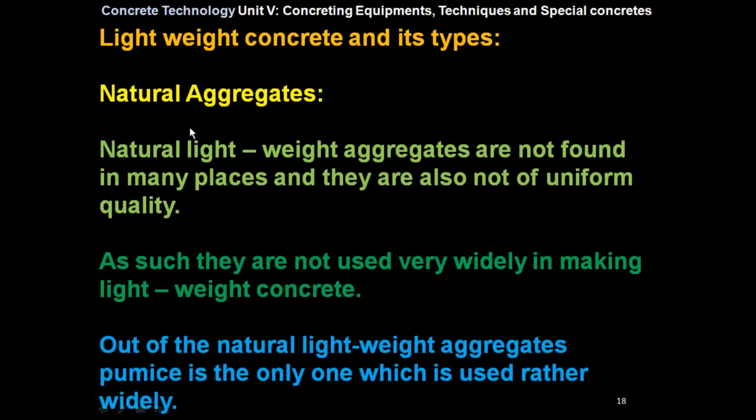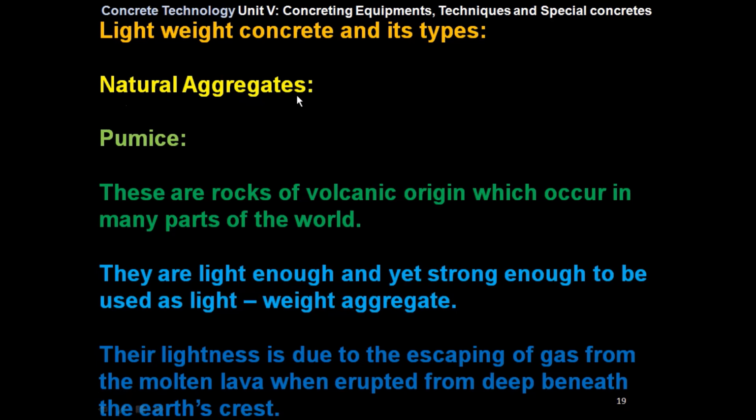Natural aggregate. Natural lightweight aggregates are not found in many places and they are also not of uniform quality. As such, they are not used very widely in making lightweight concrete. Out of the natural lightweight aggregates, pumice is the only one which is used rather widely. Now we will see the natural aggregate, pumice.